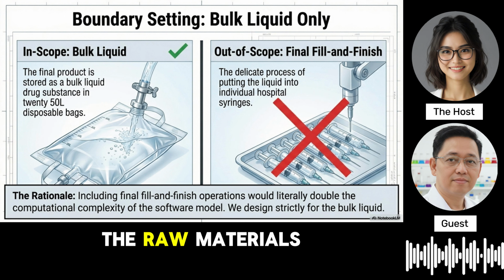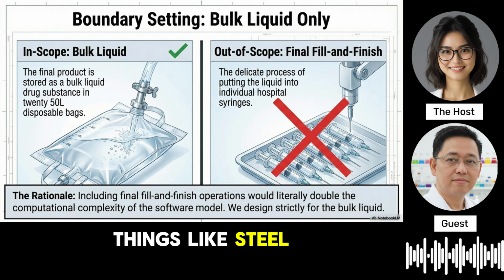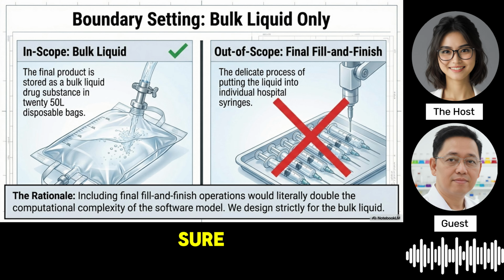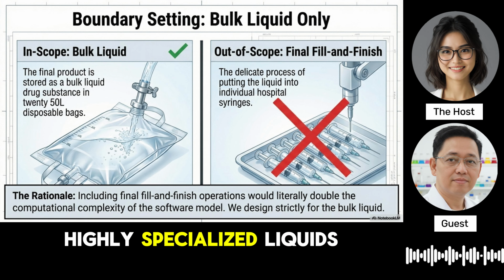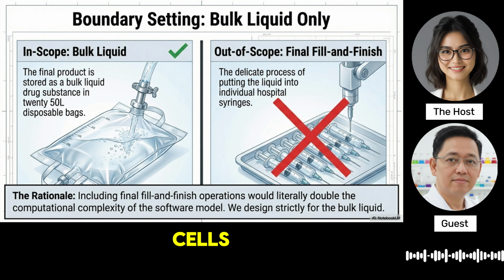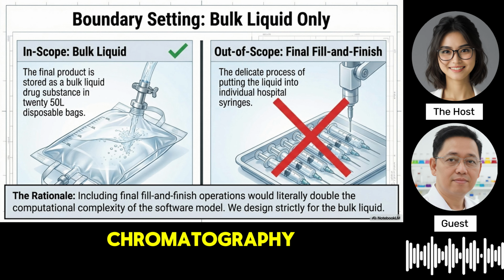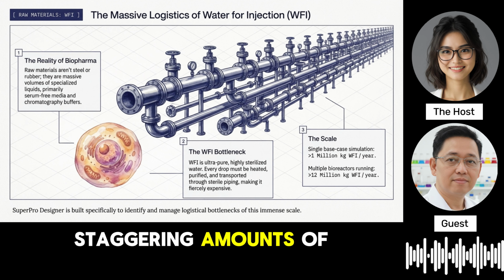Then we have to look at the raw materials required to make that bulk substance. In traditional manufacturing, raw materials are things like steel, rubber, or plastic. Sure. But in biopharma, we're dealing with massive volumes of highly specialized liquids. You need expensive serum-free media to feed the cells. You need specialized chromatography buffers for that molecular sponge we talked about. And you need staggering amounts of WFI.